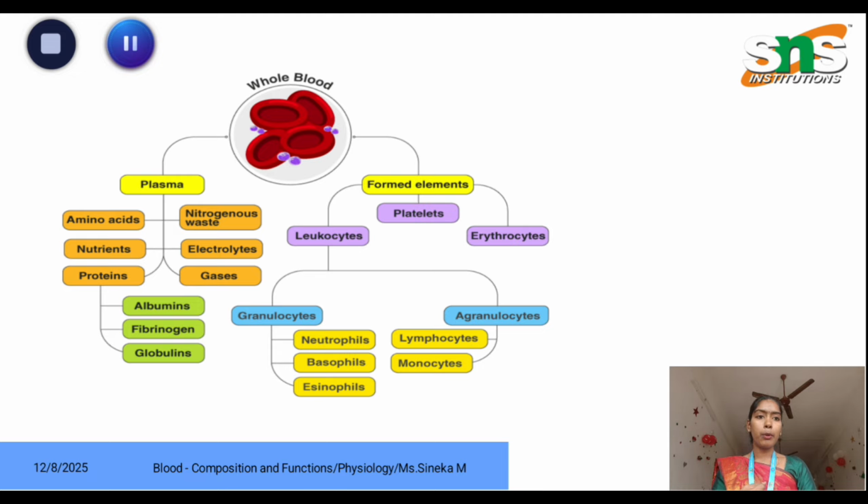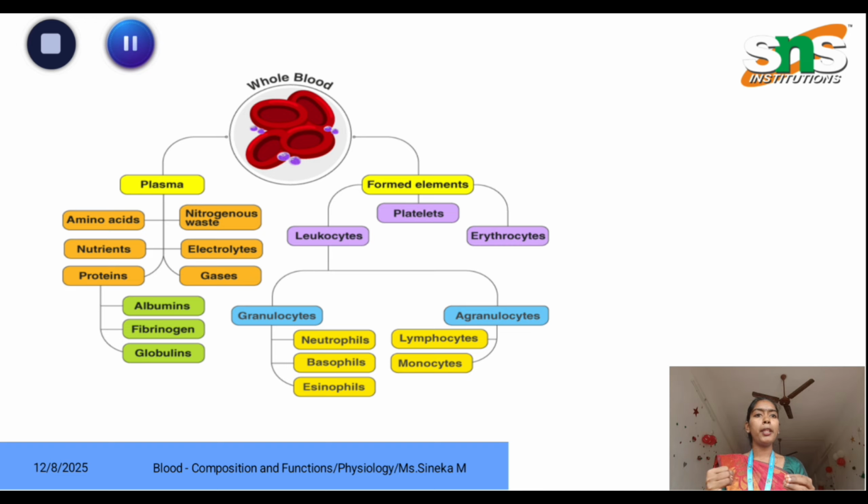These are all plasma proteins, which are responsible for various functions such as fighting against infections, helping with blood clotting, and maintaining the blood pressure in our body. Next one is formed elements. There are 3 types of blood cells in our blood. The first one is erythrocytes, which are also called red blood cells.